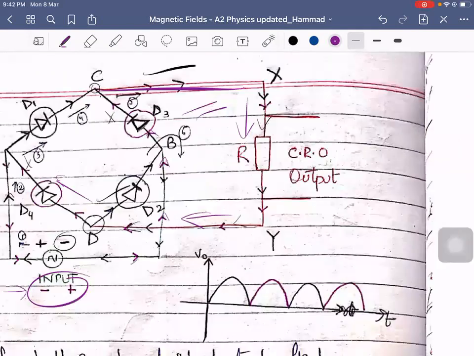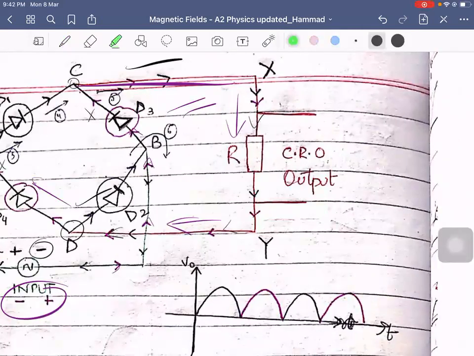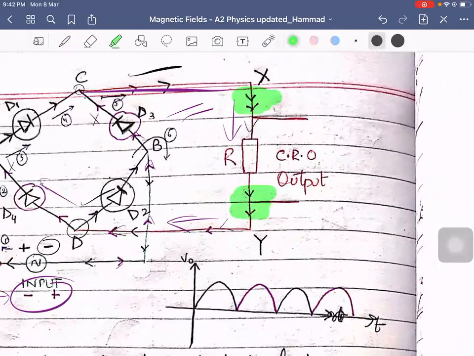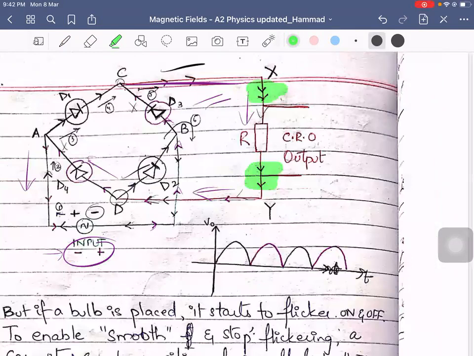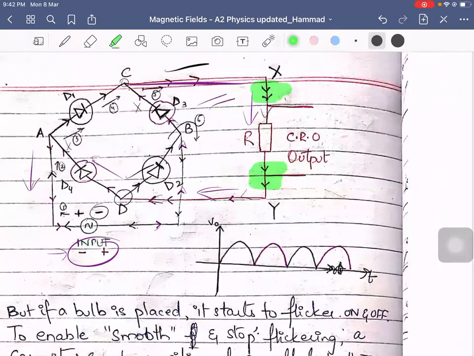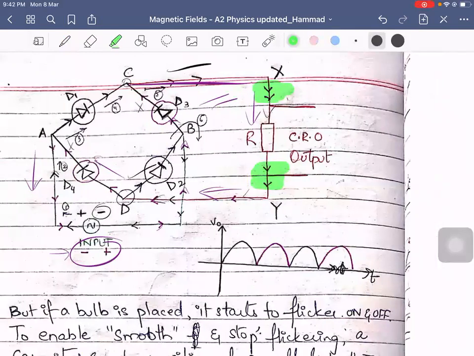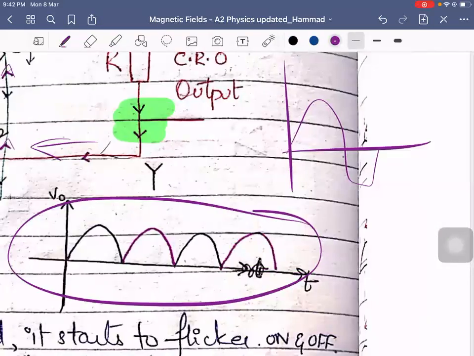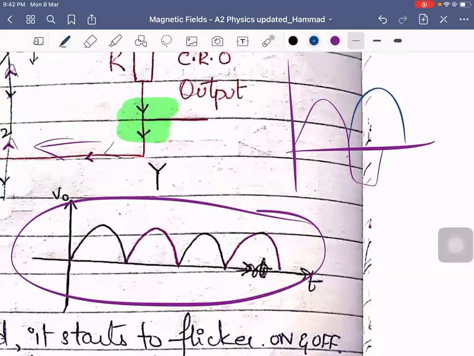You need to understand one thing, that the direction in the cycle was the same, and therefore your AC supply, which was initially this part, got translated as this, which is what you call rectification.